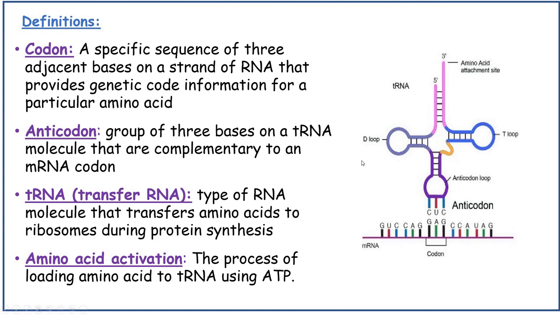Some definitions now. A codon is a specific sequence of 3 adjacent bases on a strand of RNA that provides genetic code information for a particular amino acid. So the codon is a sequence of 3 on the mRNA. An anticodon is a group of 3 bases on a tRNA molecule that are complementary to an mRNA codon. And transfer RNA is a type of RNA molecule that transfers amino acids to ribosomes during protein synthesis. Amino acid activation is the process of loading an amino acid to the tRNA using ATP.